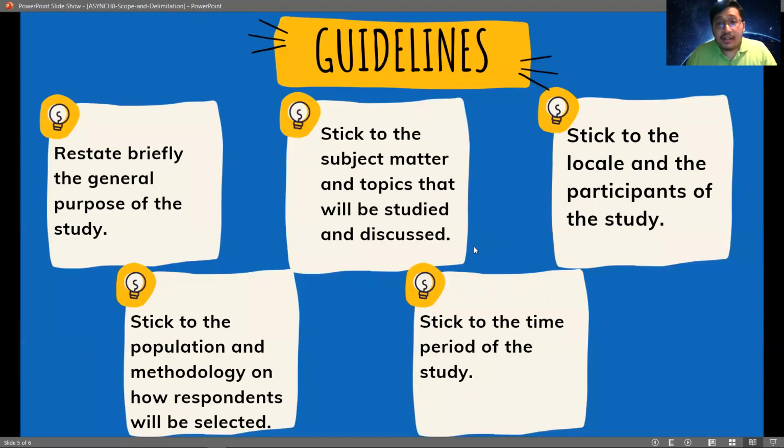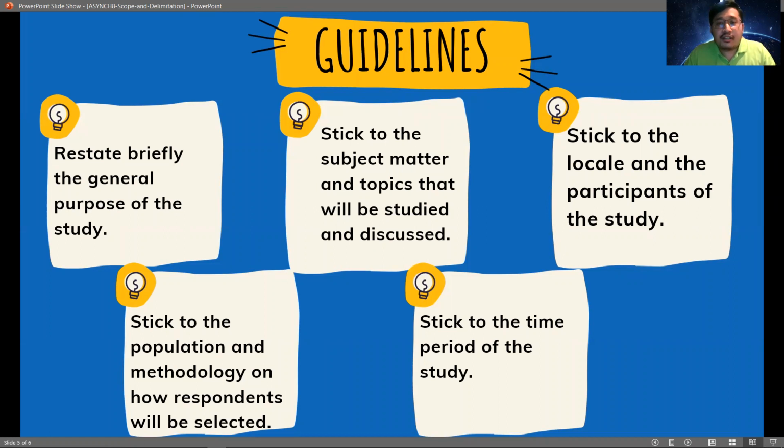So here are some guidelines on how you can compose your scope and delimitation of the study. The first is you have to restate briefly the general purpose of the study. You have to put that first, because that will establish the variables needed in your study, as well as the entire context of your study. So you first state that.